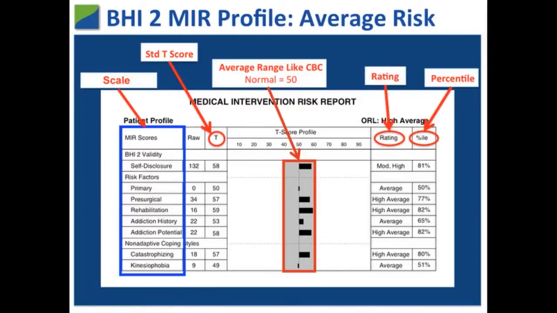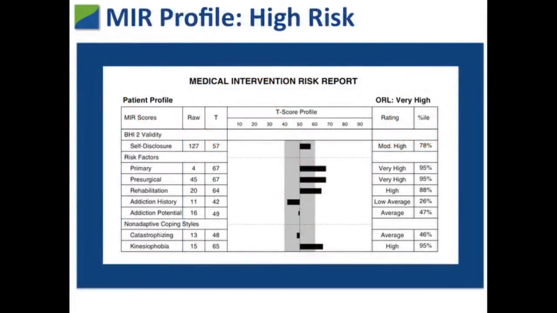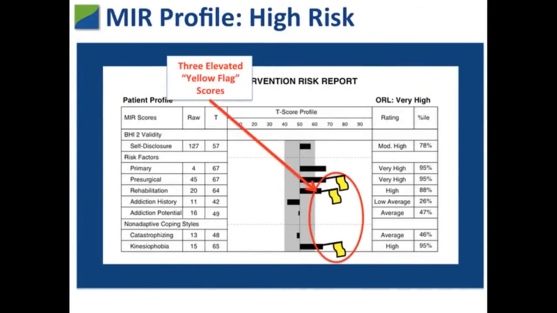Let's look at a high-risk profile. Here you can see there are multiple bars that are outside the normal zone. Three of these are secondary risk factors, or yellow flag scores. But one is the primary risk score, which is well above average. And that's a major concern. Also over here on the left side, you can see the raw score is 4. In this case, the raw score is significant, as it means that this patient reported 4 primary risk factors.